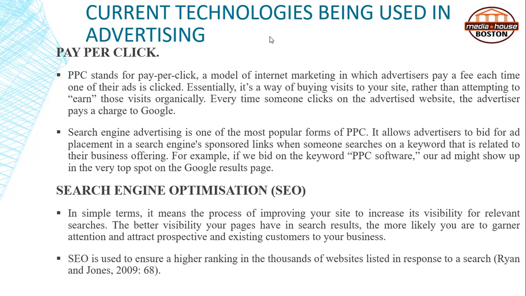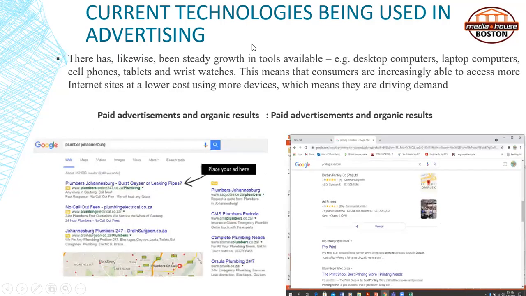Okay, so your question is how often do the companies pay for the advert on Google, or is it a one-off? That's what I was explaining. It's called pay-per-click, meaning Google charges them when someone clicks on that advertisement. So the moment they click on Plumbers Johannesburg, Google will charge them.